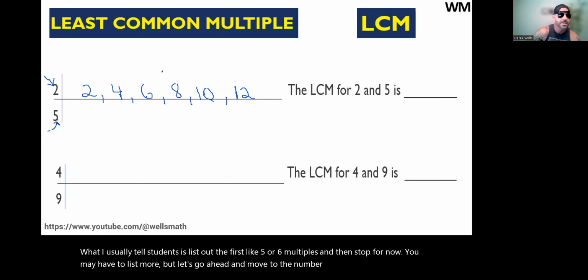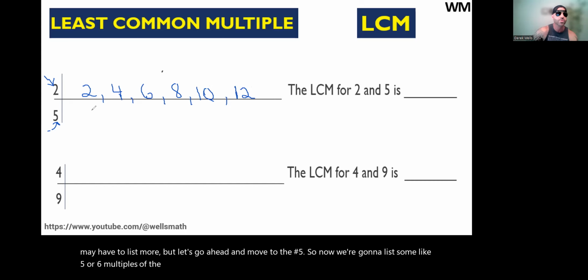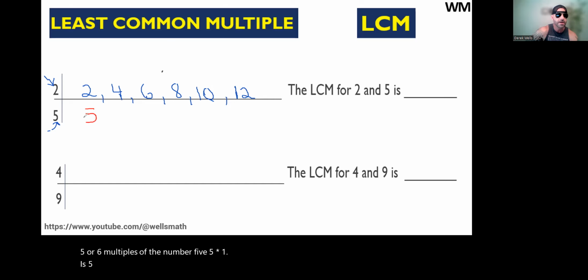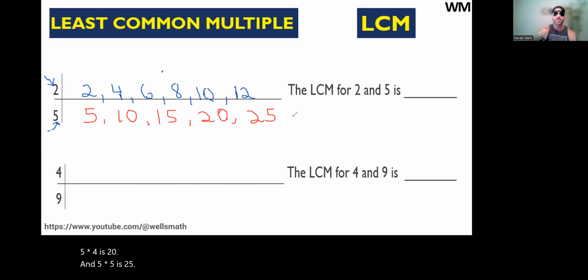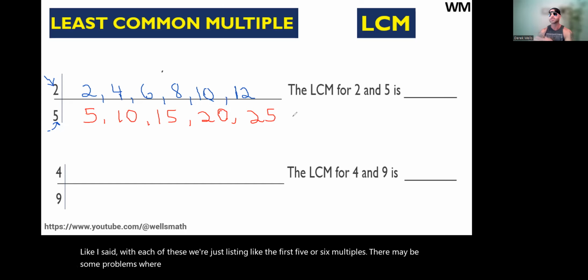So now we're going to list some like 5 or 6 multiples of the number 5. 5 times 1 is 5. 5 times 2 is 10. 5 times 3, 15. 5 times 4 is 20. And 5 times 5 is 25. Like I said, with each of these, we're just listing like the first 5 or 6 multiples. There may be some problems where you need to list more.